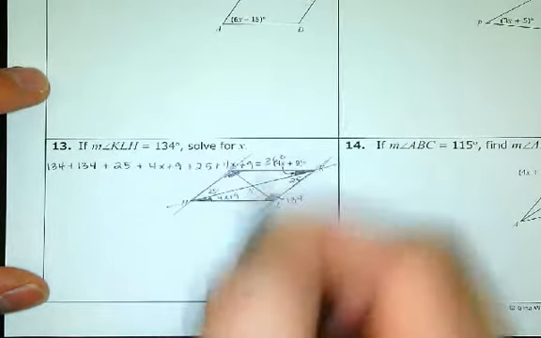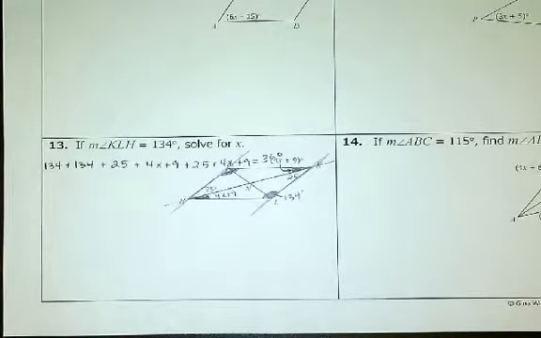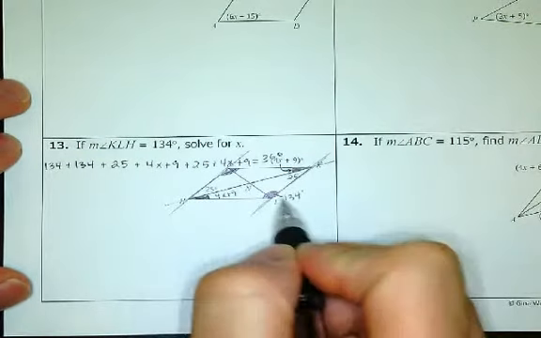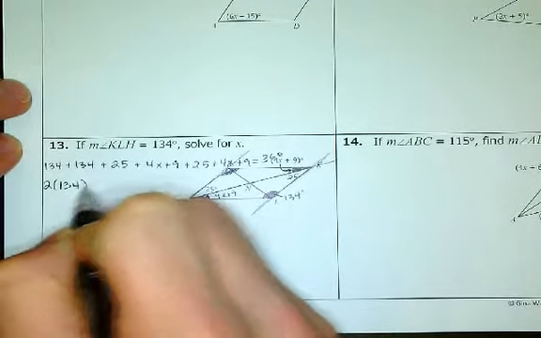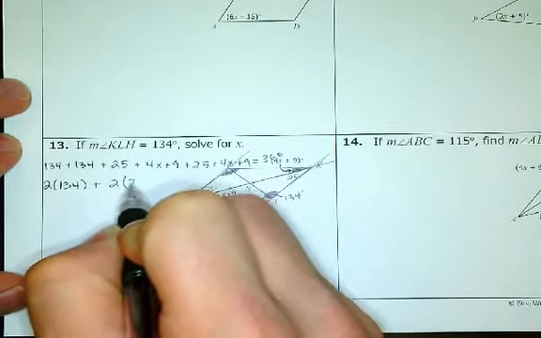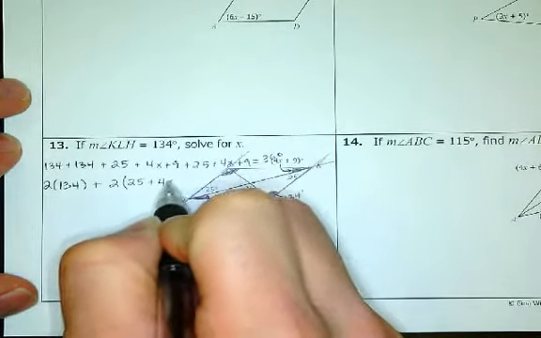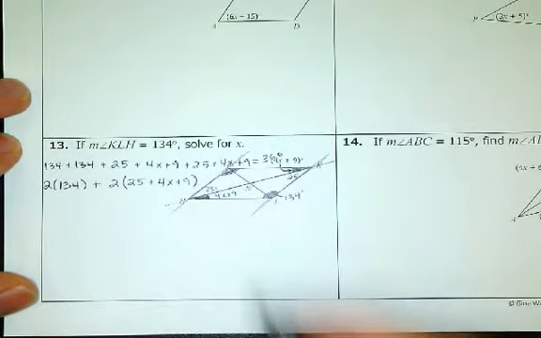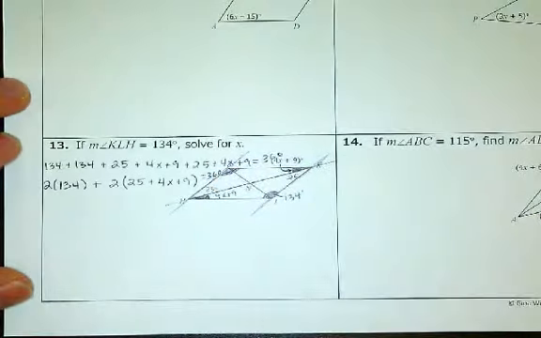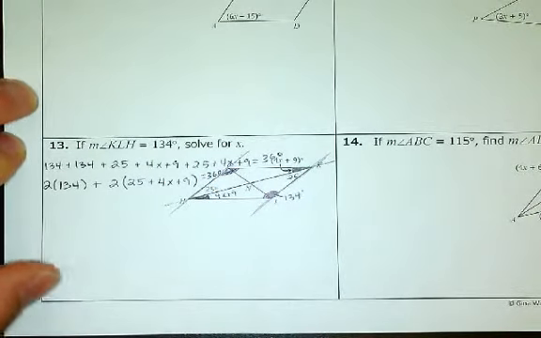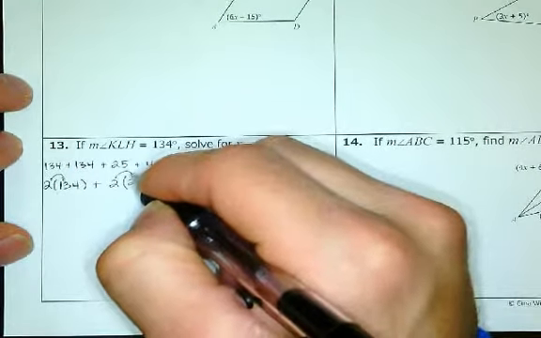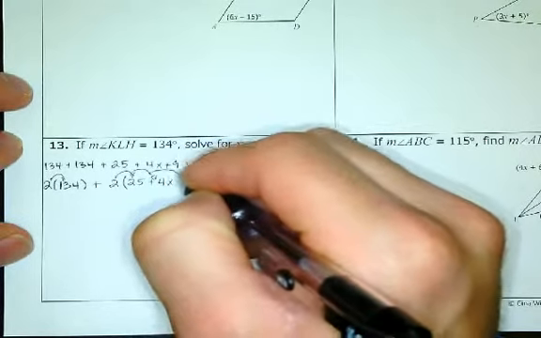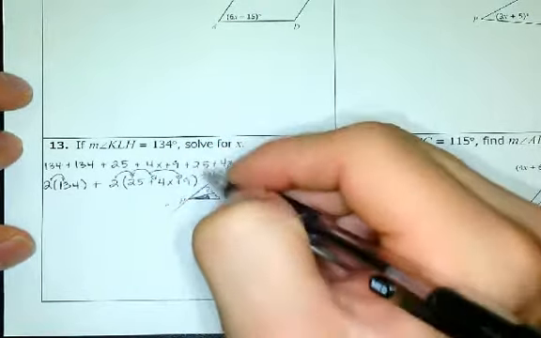Now you can see, man, this sucker got real long. I don't like that. So I'm going to rewrite it in a different way. Since I have two 134s, I'm going to do 2 times 134 plus 2 times 25 plus 4x plus 9. These equal 360. This kind of condenses things, makes it a little neater. Now all we do is use the distributive property. So the 2 goes to everything inside the parentheses, to help us simplify this.